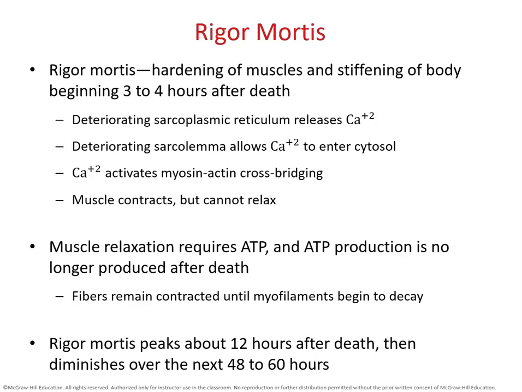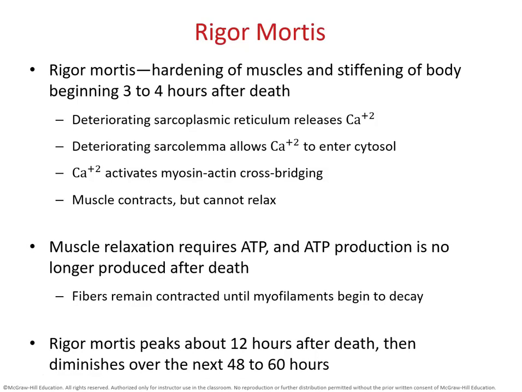After a person dies, the sarcoplasmic reticulum, the endoplasmic reticulum of muscles, starts to deteriorate, and when it does, it leaks out all of that stored calcium. The stored calcium goes into the cytosol, and that calcium activates the actomyosin contraction, the mechanism of muscle contraction, and it forms cross bridges. But once a person is deceased, they're no longer producing ATP, and ATP is required for muscles to contract, or for muscles to relax.